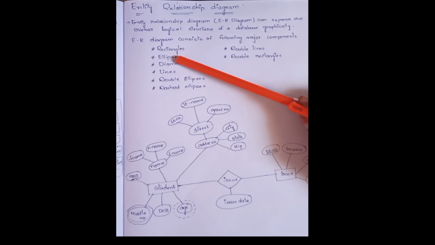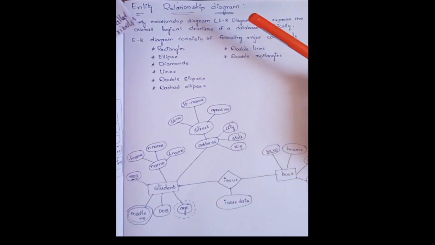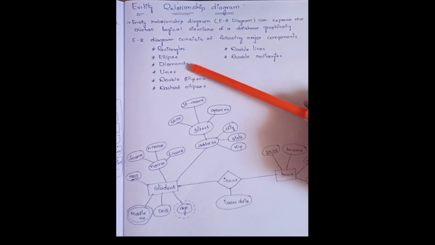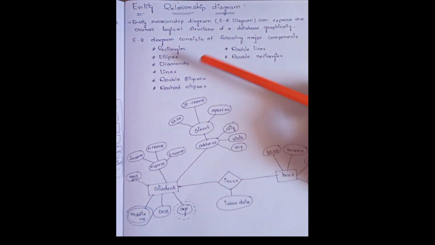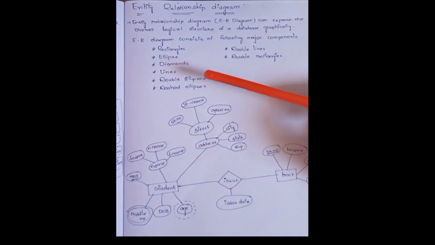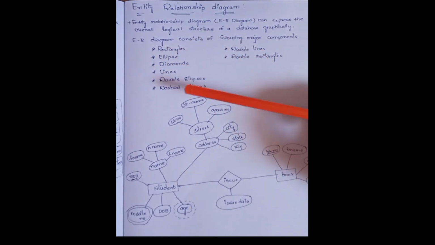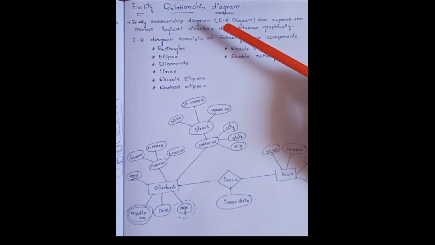The second one is the ellipse. This ellipse denotes the attribute. So entities are enclosed in the rectangle and attributes must be enclosed within an ellipse. Next one, diamonds. This diamond denotes the relationship. What a relationship, an entity and an attribute are, we have already discussed in the previous videos. The next one is lines. These lines denote the links. Say attribute and entity is one link, and entity and relationship is another link.